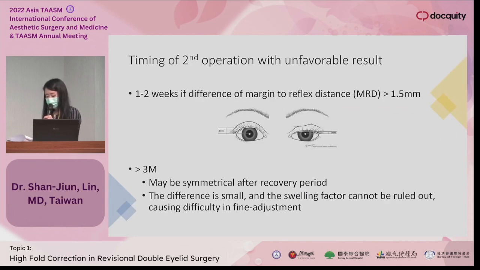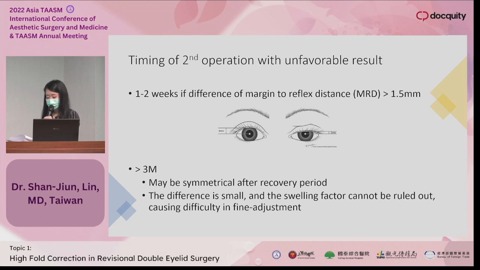Sometimes there was more than one surgery needed to revise. What is the timing of secondary operation with unfavorable result? In my experience, there were two timings. One is after removing stitches and before two weeks after operation.